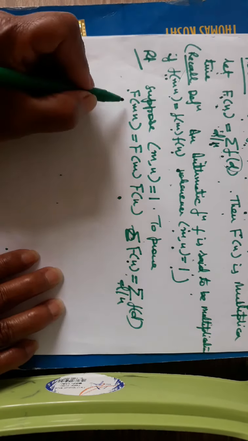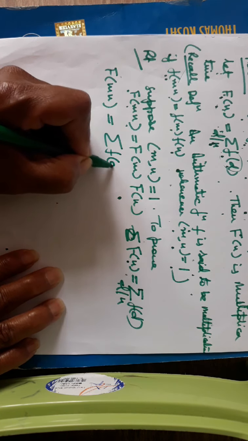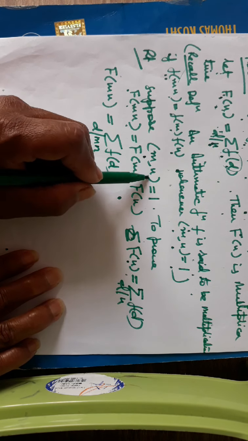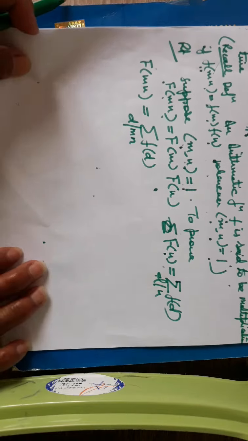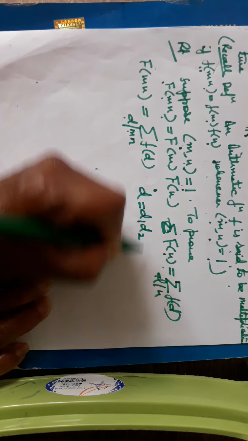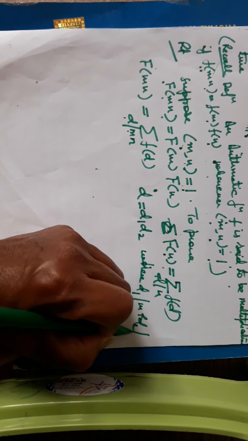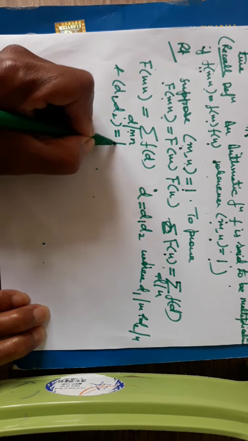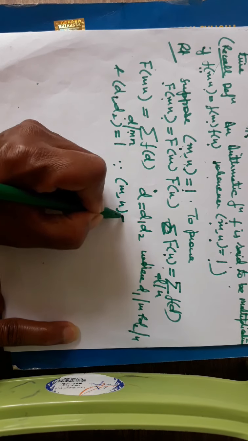So if you replace n here by mn, we have F(mn) equal to the summation of f(d), where d runs over the divisors of mn, with the condition that GCD of m and n is equal to 1, meaning the greatest common divisor of these two is 1 only. Therefore any divisor d of mn will be of the form d1 d2, where d1 divides m and d2 divides n, and GCD of d1 and d2 is equal to 1. Why is GCD of d1 and d2 equal to 1? Because GCD of m and n is equal to 1.